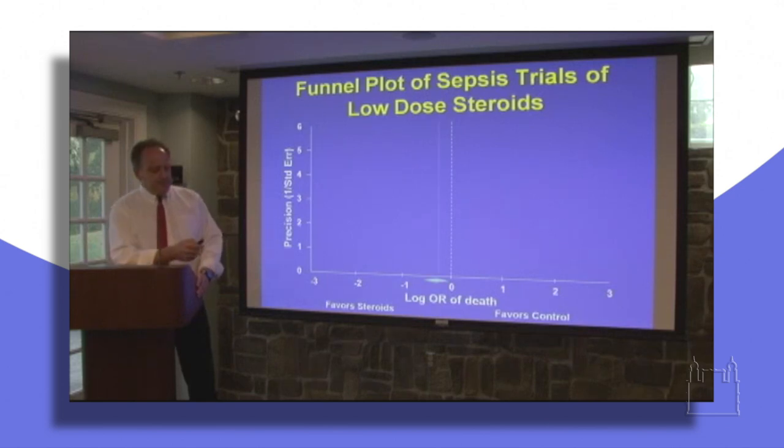This is a funnel plot. Here is the no effect line. Here is benefit, here is harm, and this really just tells you the size of the study. And here's the treatment effect. What we have plotted here is the log odds ratio of death that is decreased with low-dose steroids. Normally you'd expect that the studies would fall on both sides of this in a random sample around this treatment effect if it was normally distributed, which is what you expect about a treatment effect.